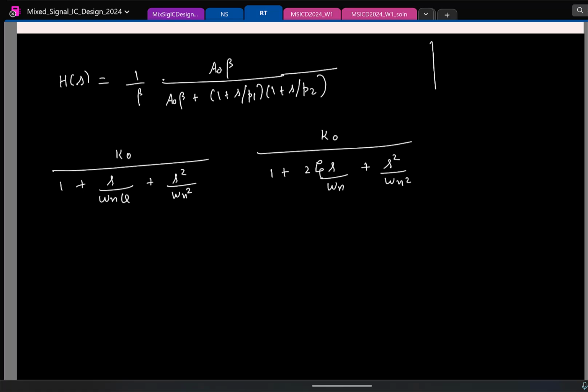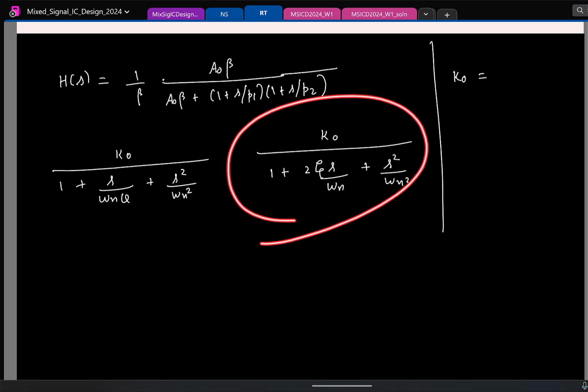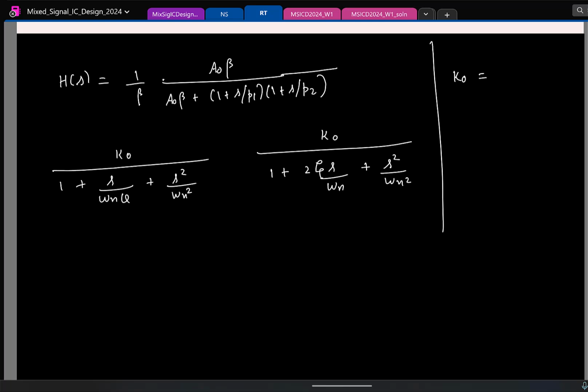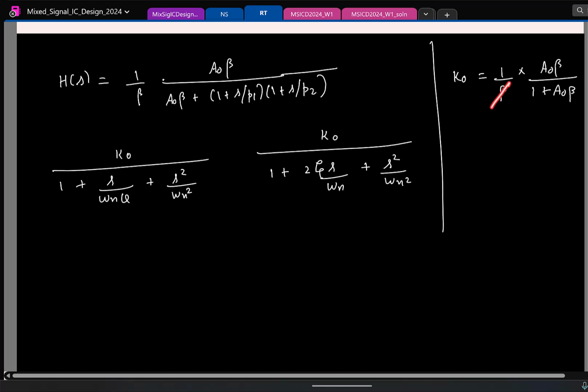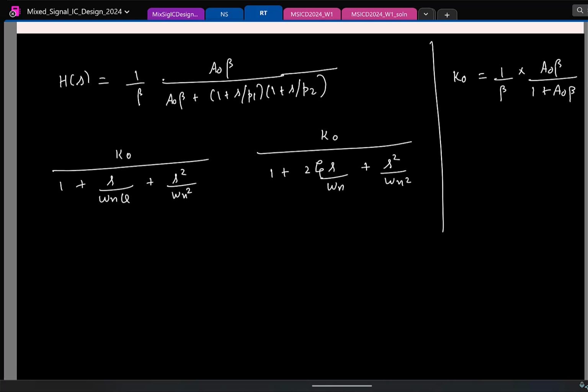But first of all, without doing calculations, what do you think K naught is equal to? K naught is the closed loop gain at DC. What is the closed loop gain at DC? Exactly, it's 1 by beta times A naught beta. Again, if I cancel beta, it's A by 1 plus A beta, same thing. So this is something you should know straight away. Now for the rest of the two, can you calculate and tell me what you get for the natural frequency and the damping factor?